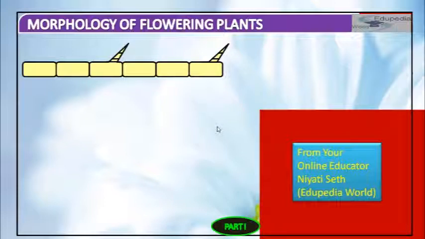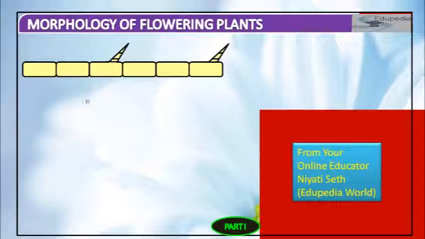The transverse section of a typical young dicotyledonous stem shows that epidermis is the outermost protective layer of the stem, students. It is covered with a thin layer of cuticle, and it may bear trichomes. These projections are trichomes, students. And epidermis is represented by a single layer of compactly arranged barrel-shaped parenchyma cells.